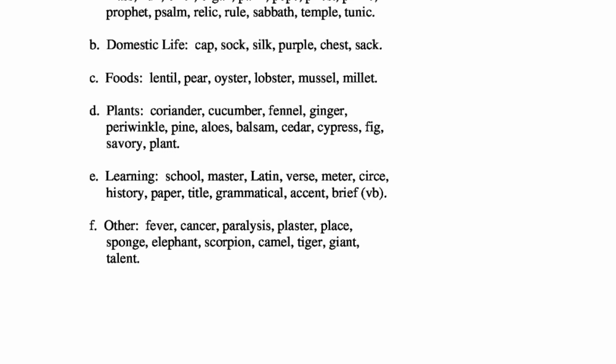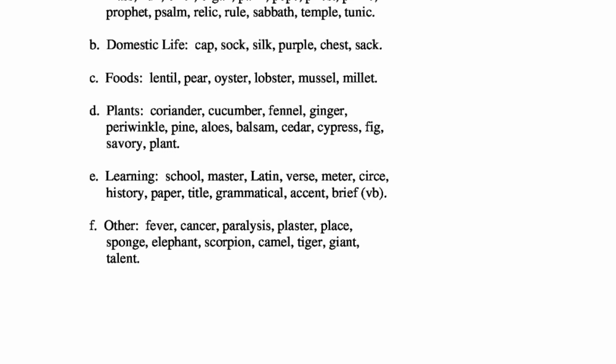These examples are in the modern form, since most of these words have altered only slightly since then. These words are related to religion. Here are some vocabularies from religion: abbot, alms, altar, angel, anthem, candle, collect, creed, demon, disciple, hymn, offer, organ, palm, pope, etc. From domestic life: cap, sock, silk, purple, chest, sack. From foods: lentil, pear, oyster, lobster, mussel, millet.